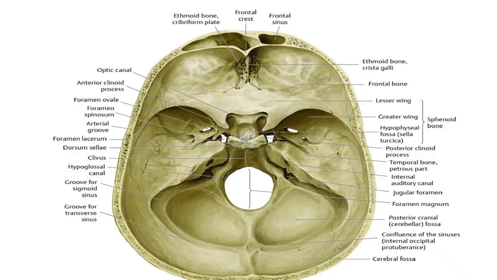So this image is a depiction of almost all the important structures of the skull base, all the bony landmarks, all the foramina present in the skull base, and the boundaries of the anterior, middle, and posterior cranial fossa.